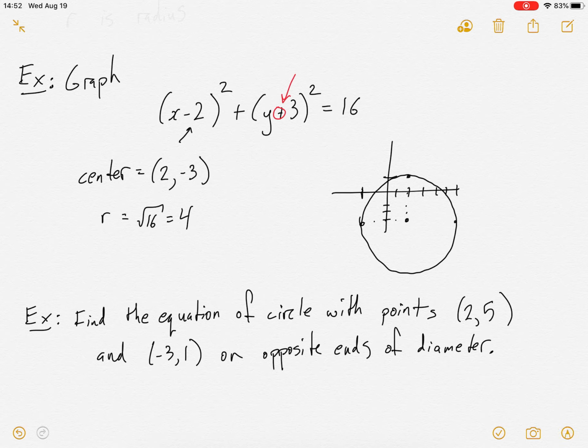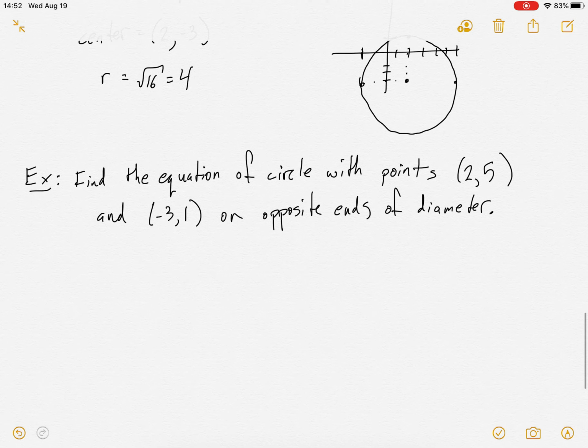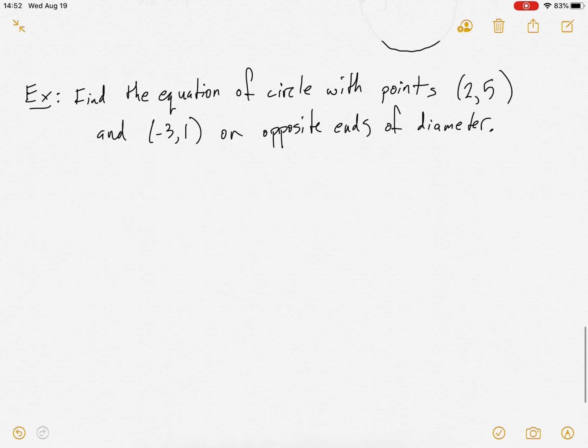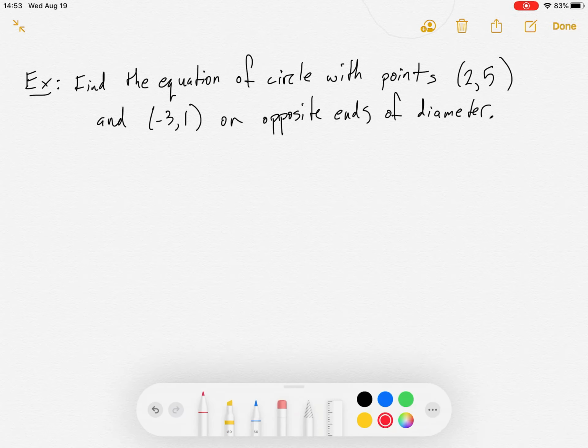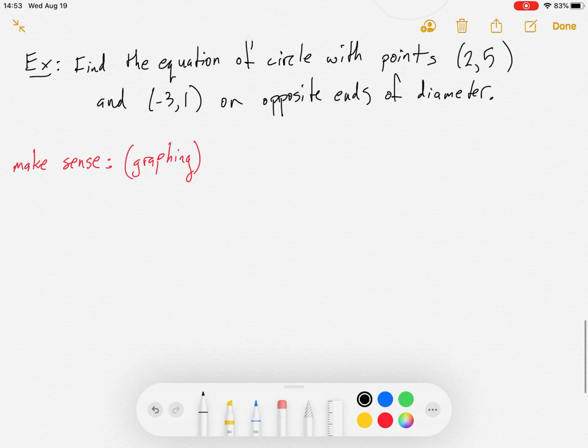So at first glance, this problem kind of feels impossible because you're not given the radius and you're not given the center. So whenever you come across an impossible problem, the first thing to do is to make sense of it. And oftentimes, when you make sense of a problem, that involves graphing, or some sort of picture. So let's go ahead and graph these 2 points.